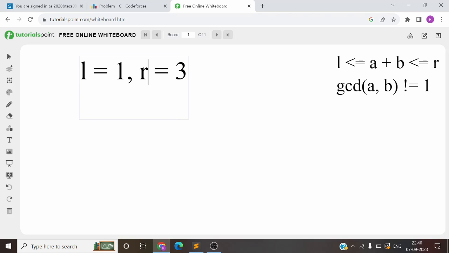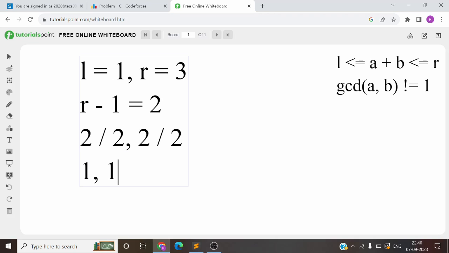You will say, hey, R is odd. So we will take R minus 1, which is equal to 2. And then we will take 2 by 2 and another number as 2 by 2 as well, which is 1, 1. But again, 1, 1 will give us a GCD of 1 only. So if R is less than or equal to 3, you can simply say that you won't be getting an answer.